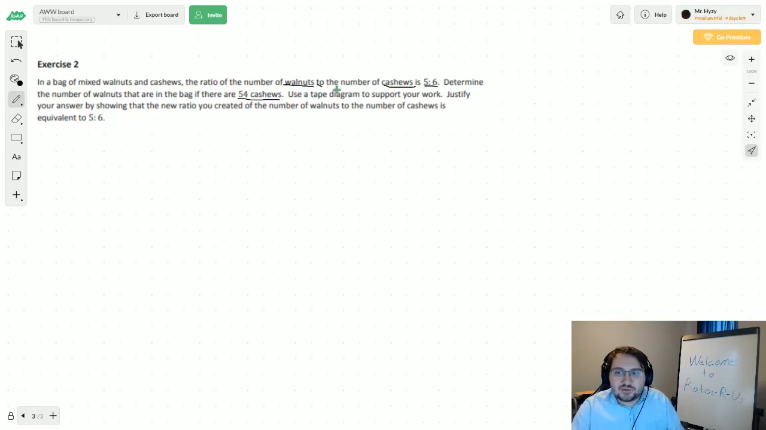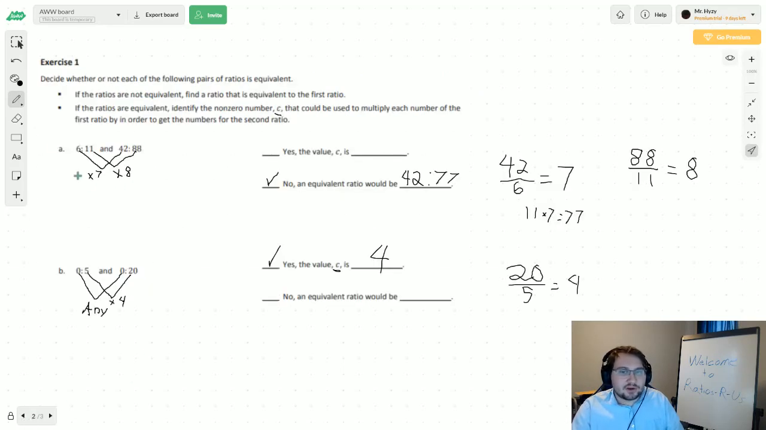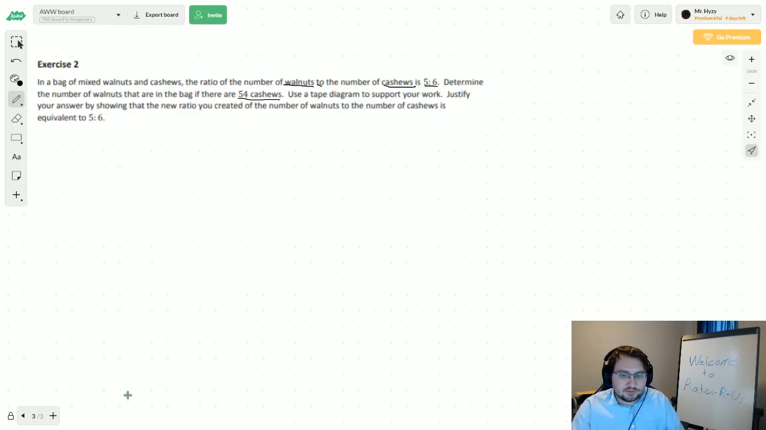This is asking us to use a tape diagram to support your work. Tape diagrams, that's what we were doing yesterday, so we should already be fully prepared to do this question. And then it asks us to justify your answer by showing that the new ratio you created of the number of walnuts to the number of cashews is equivalent to 5 to 6. For this second part where it's telling us to justify, that means we need to write it like we wrote it up here or over here with our little triangle. So up first, we're going to be using our tape diagram.